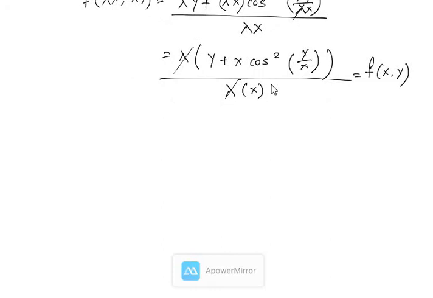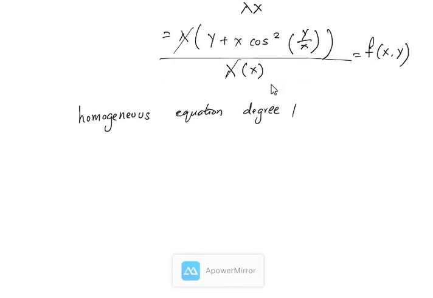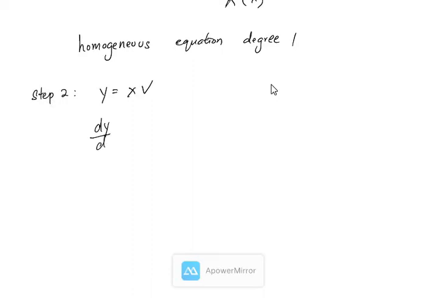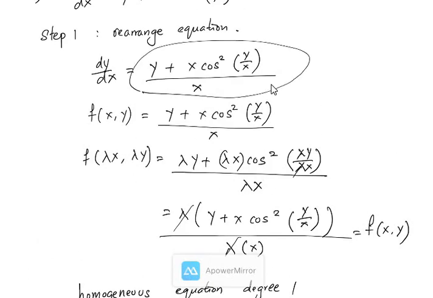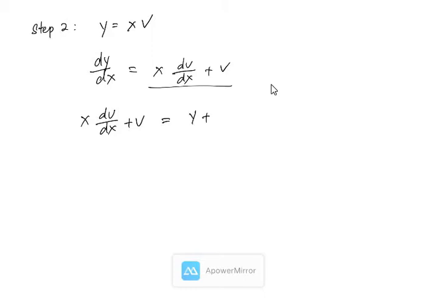So therefore we can say that this differential equation is a homogeneous equation with degree equal to 1, because lambda to the power of 1. Since this is a homogeneous equation, we can use the transformation y equal to xv. As you know, y equal to xv, then dy over dx is equal to x dv over dx plus v. This is from the product rule of y equal to xv. So x dv over dx plus v, and dy over dx we can use this equation, equal to y plus x cos squared (y over x), divided by x. So we substitute y with xv.